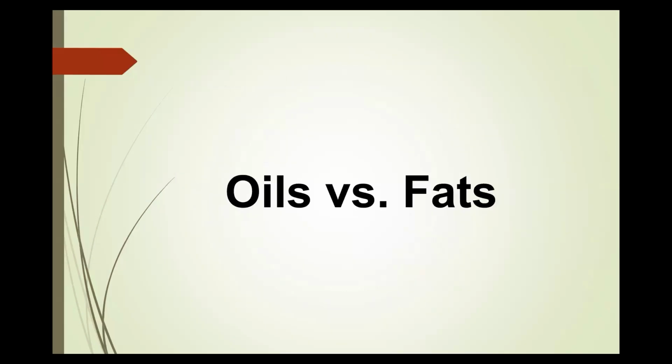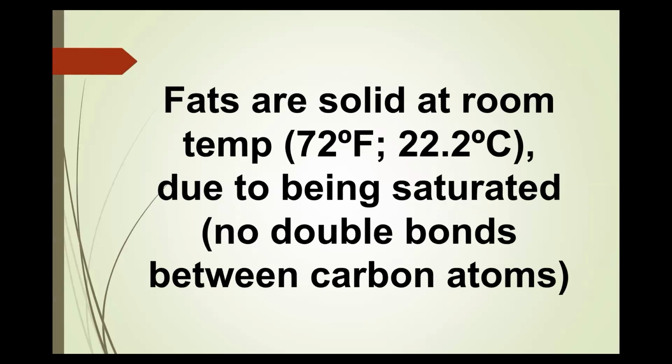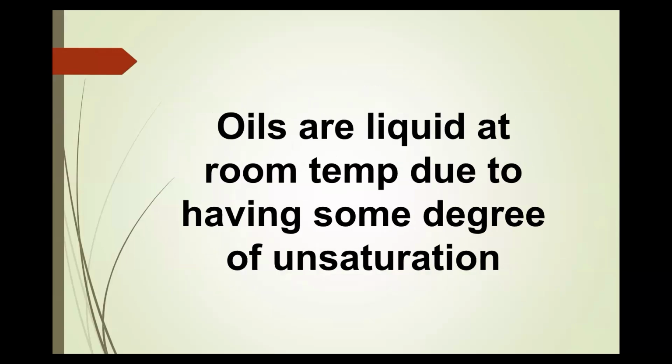So what's the difference between oils and fats? Fats are hydrocarbons and are solid at room temperature, and that's due to their being saturated, meaning there are no double bonds between the carbon atoms. Oils are liquid at room temperature due to their having some degree of unsaturation. With double bonds in their structure, it's much more difficult for the oils to become organized to form a regular crystalline solid at room temperature. That, however, is what happens when saturated fats solidify at room temperature.